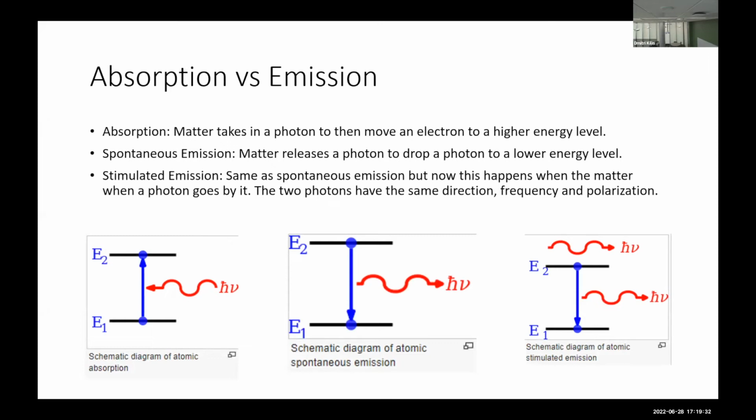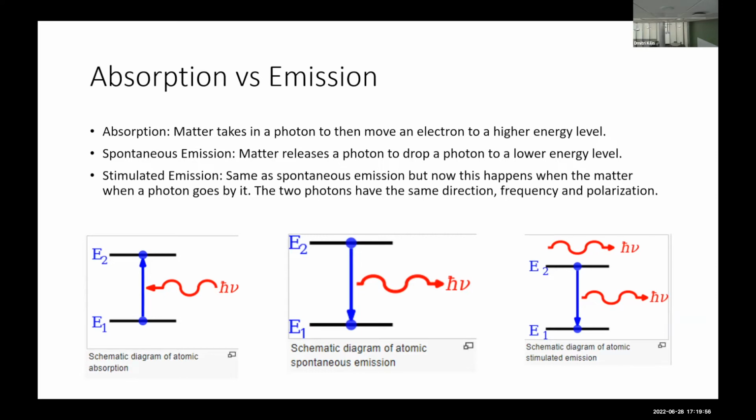Absorption is when matter takes in a photon and an electron is moved from its initial state to a higher energy level. Spontaneous emission is when matter releases a photon and drops an electron from a higher energy level to a lower energy level.